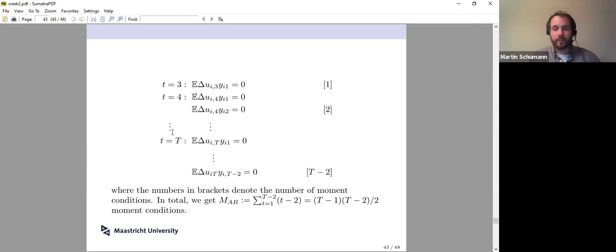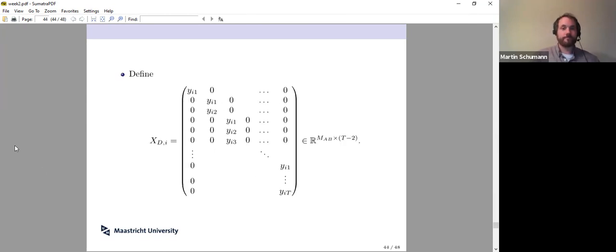So what is the total amount of moment conditions that we get? Well, it is 1 plus 2 plus and so on plus t minus 2. And this, by the Gauss formula, is simply (t minus 1) times (t minus 2) divided by 2. And what you see here is that the number of moment conditions increases quadratically in the number of available time periods. Yeah? So you get pretty quickly a huge amount of moment conditions.